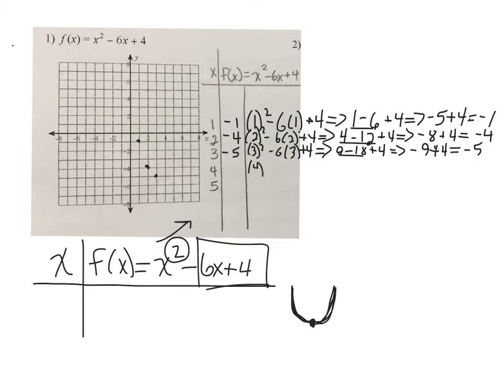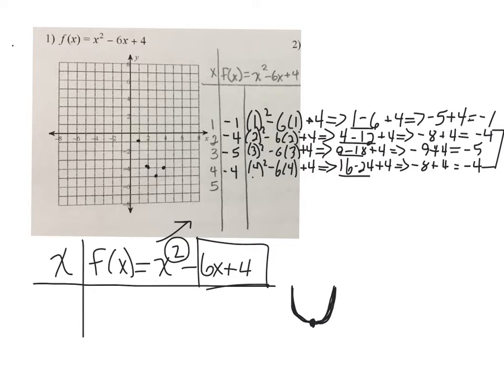4 squared minus 6 times 4 plus 4. Work it out. 4 squared is 16, minus 24, plus 4. 16 minus 24 is negative 8, and negative 8 plus 4 is negative 4. Notice right here what happened. I had the same y value. I'm going to go over 4, down 4. You see how I've started curving back up? Right here I have this vertex, and I'm going to start curving back up.